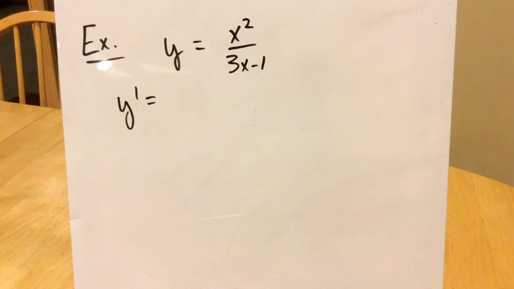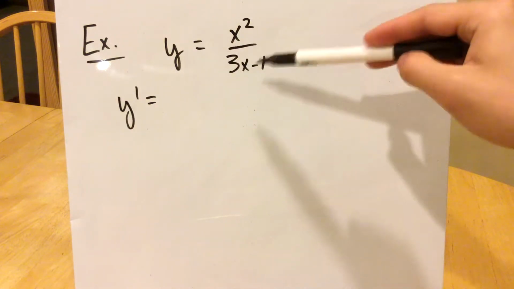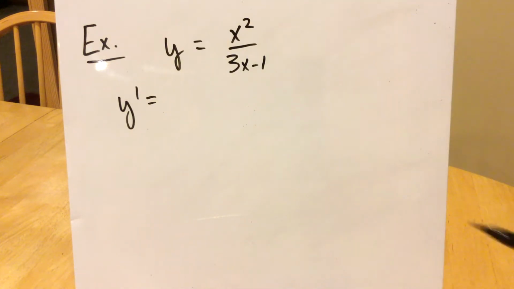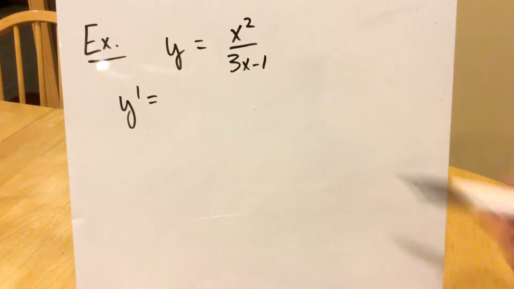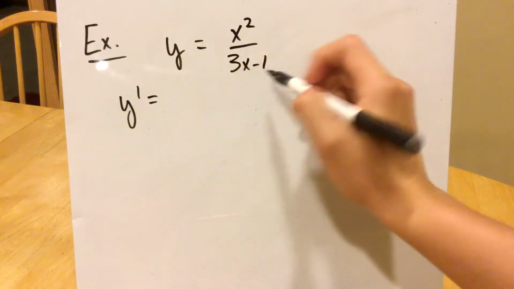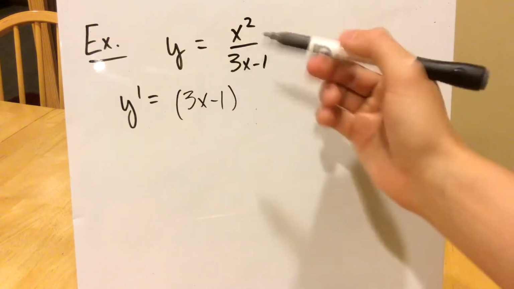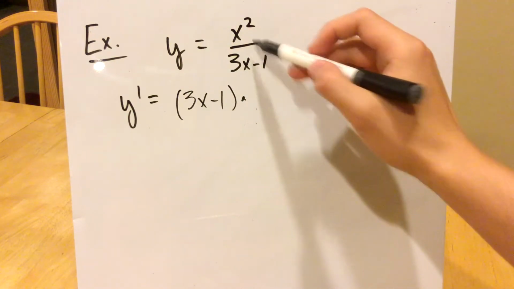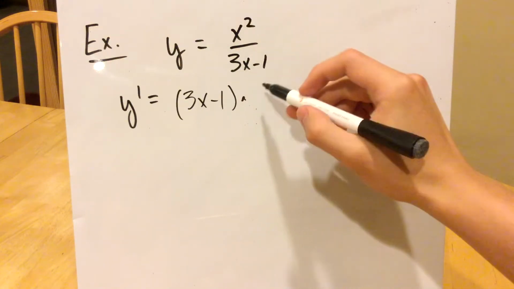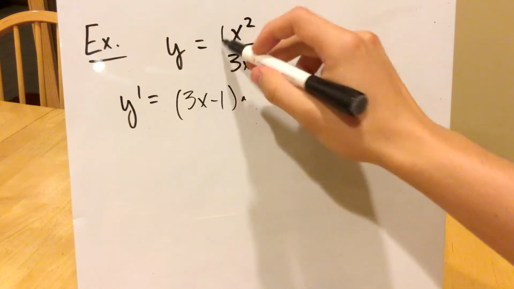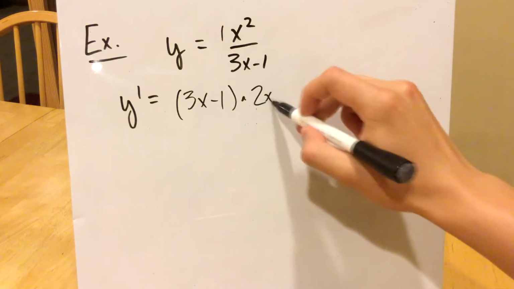This example problem for the quotient rule is y equals x squared over 3x minus 1. Again, remember: low d high minus high d low all over low squared. Let's write this out. We have low, which is our 3x minus 1, the denominator. D high, so times the derivative of high, which is x squared. Bringing down the exponent, that'd be 2x.